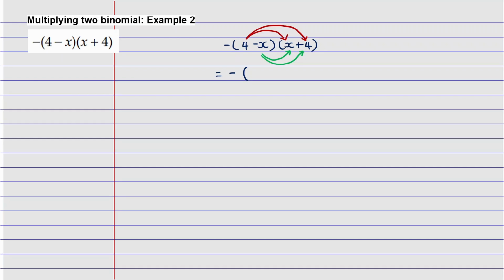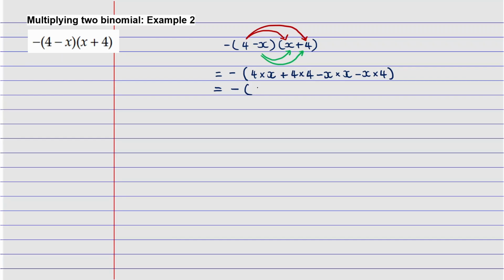So this is going to be 4 multiplied by x, then plus 4 multiplied by 4, right? So we're done with 4. Now we move to negative x. So it's going to be negative x multiplied by x, then minus x multiplied by 4. Then you're going to close the bracket. Let's clean up the bracket. So it's going to be negative here.